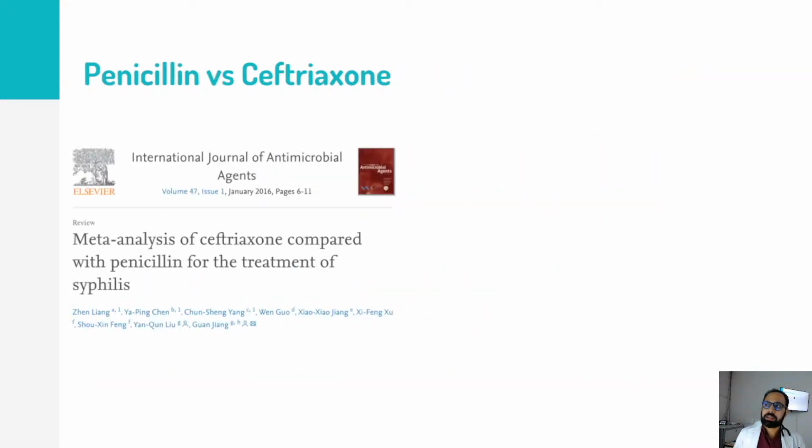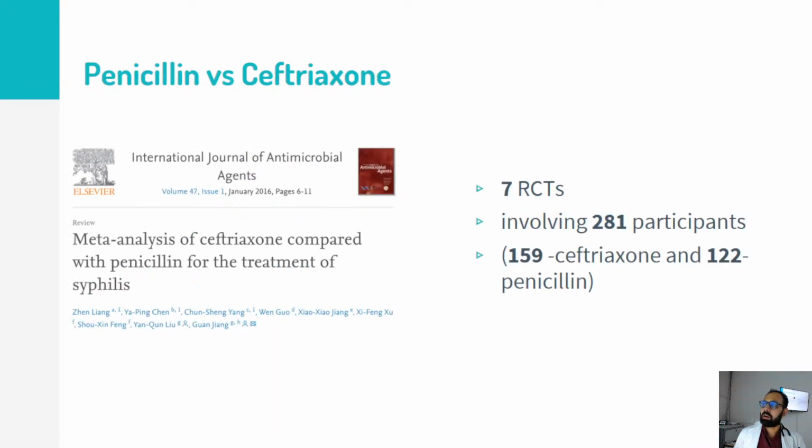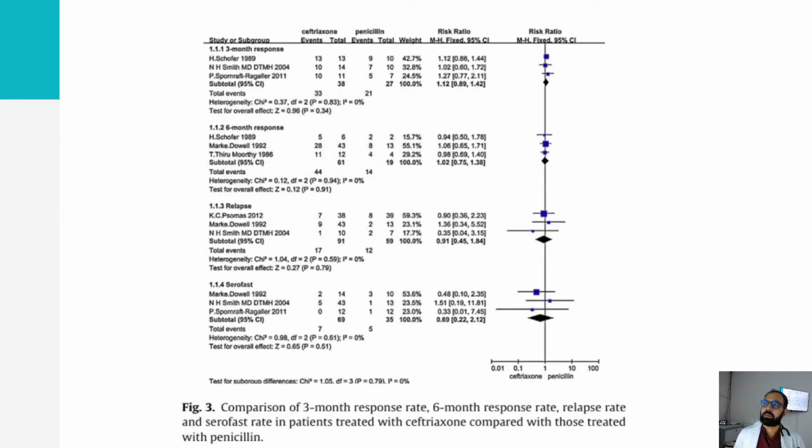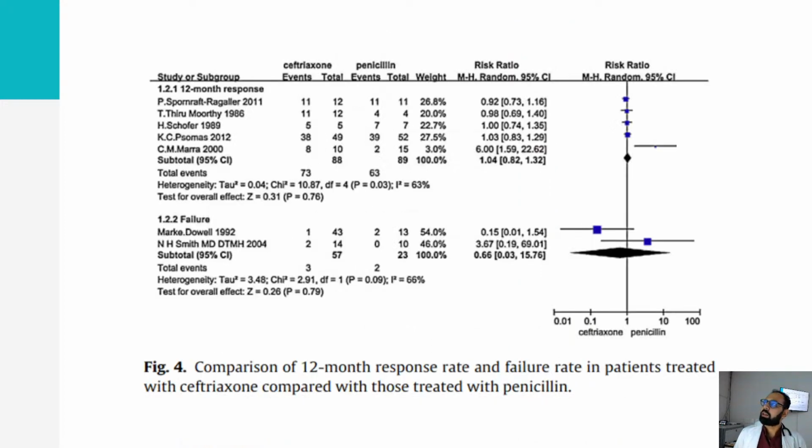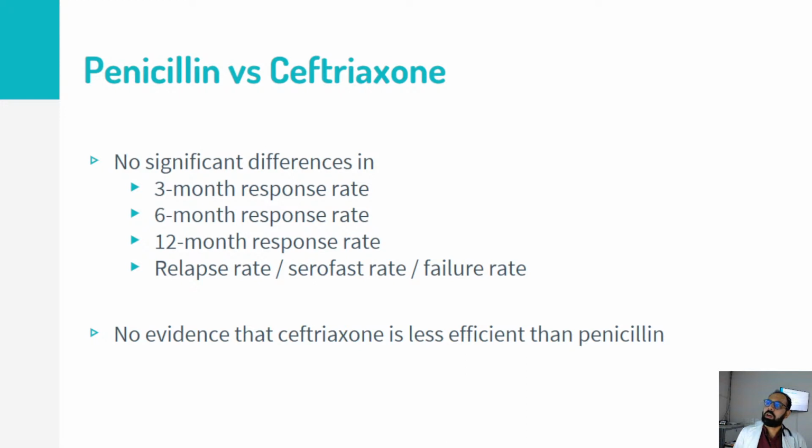Now, we have the meta-analysis of ceftriaxone compared with penicillin, which included 7 RCTs involving 281 participants. This is the forest plot which compares the 3-month response, 6-month response, the relapse rate, the serofast rate, the treatment failure, and 12-month response rate. We see that the results favor both, with no significant difference between ceftriaxone and penicillin. So no significant difference in the 3-month, 6-month, 12-month response rate as well as the relapse and serofast failure rate. So ceftriaxone is as efficient as penicillin in treatment.